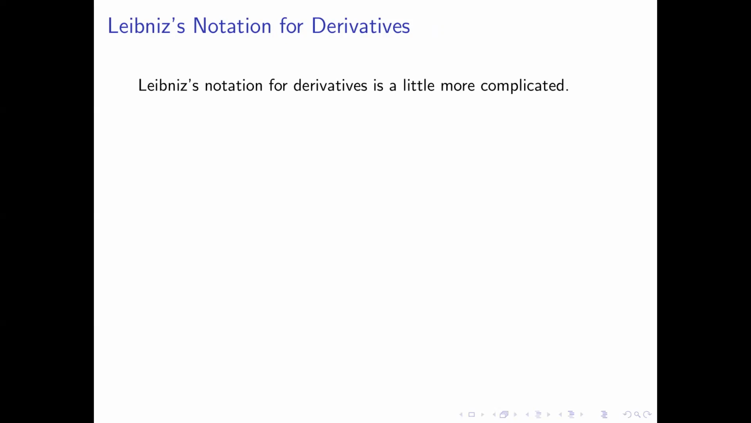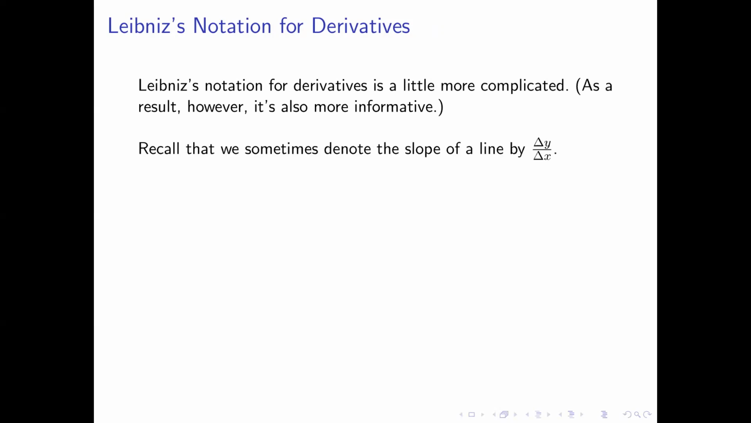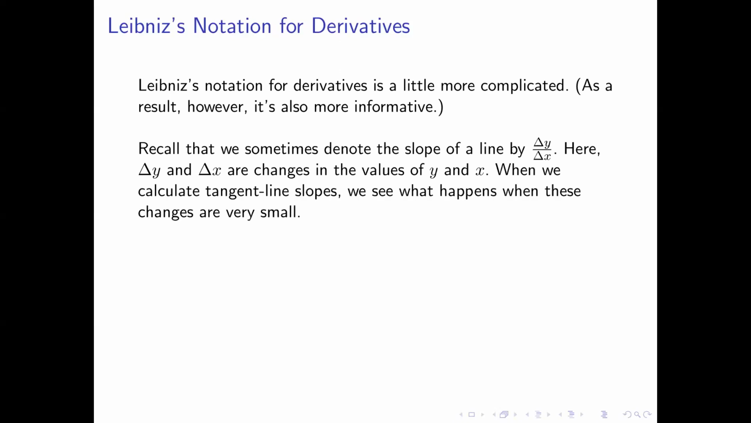Leibniz's is a little more complicated. It's also the case, though, that because Leibniz's is a little more complicated, it's more informative. There's more stuff there to tell you what's going on. To see where Leibniz got his notation, which we'll introduce in just a second, go back to the symbol that we sometimes use for the slope of a line, delta y over delta x. Recall that delta y and delta x here denote changes in the values of y and x. And when we're calculating the slope of a tangent line, which is what a derivative gives us, what we're interested in is what delta y and delta x are when those changes are very, very, very small.